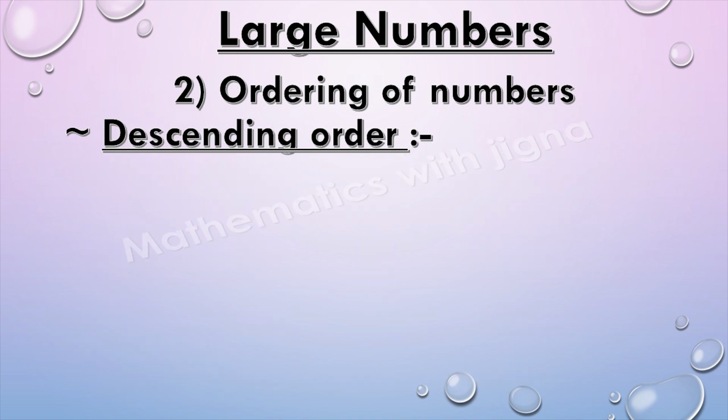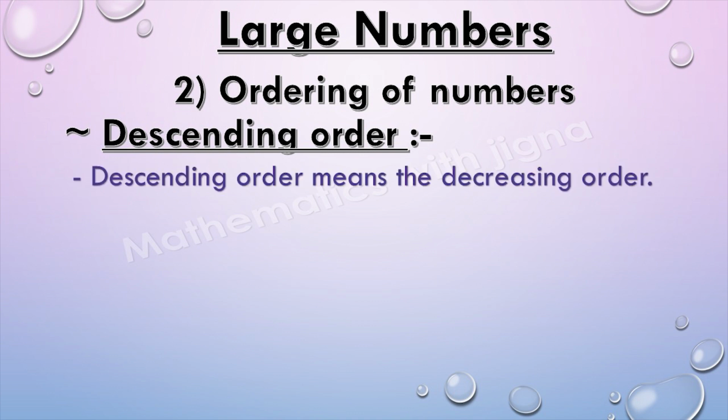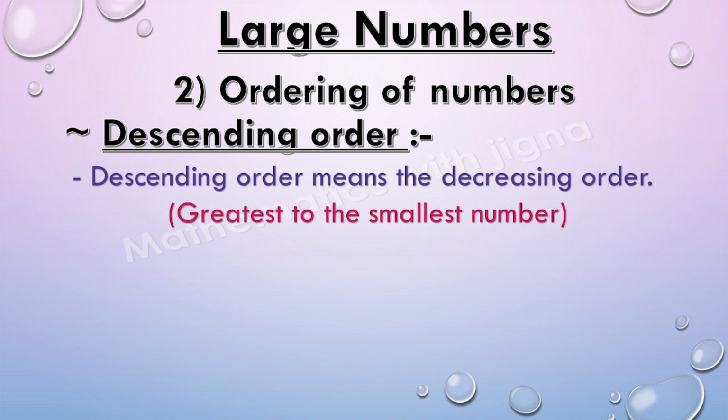Now let's talk about the descending order. Descending order means the decreasing order. We have to write the numbers from the greatest to the smallest number, as we move downstairs. The greatest number comes first, then the next smaller number, and keep on writing to the smallest number.